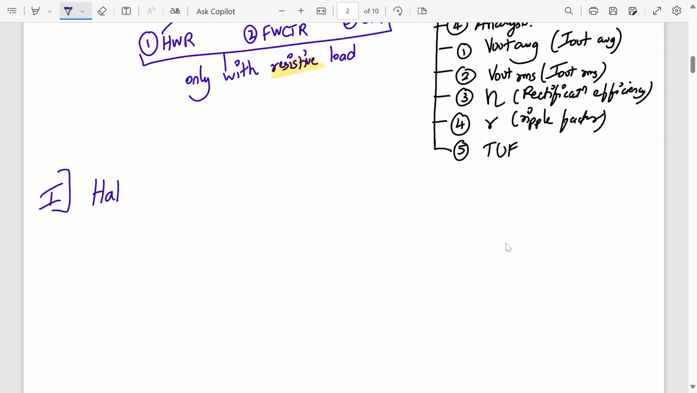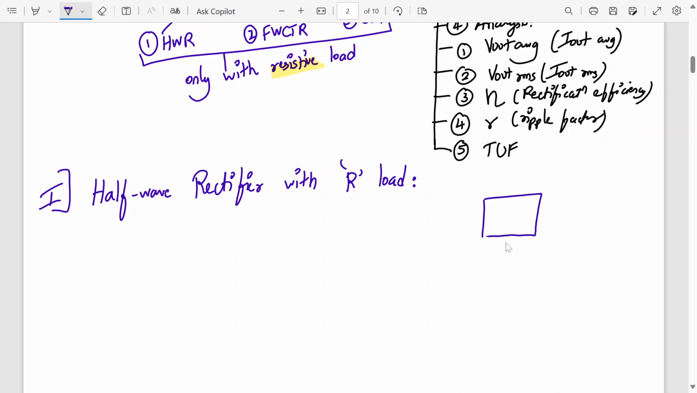Write down half wave rectifier with R load. First of all, we'll see what is the outcome, what we achieve over here. So half wave rectifier, I'm calling it HWR. Here we have an input signal to a half wave rectifier. I'll show you what it will do to that.